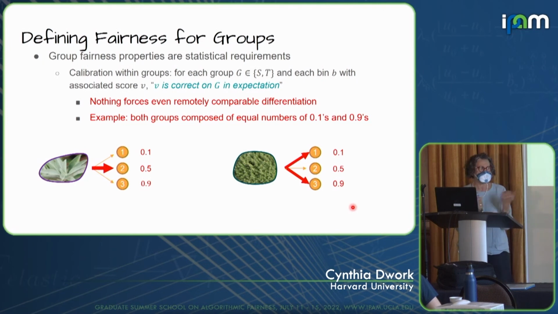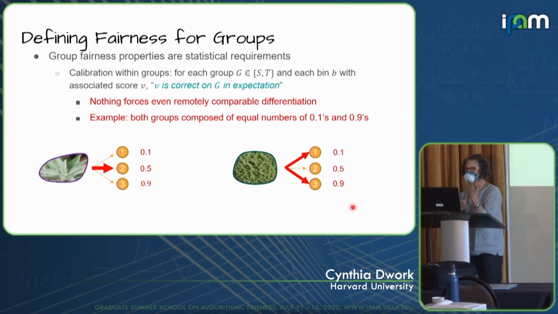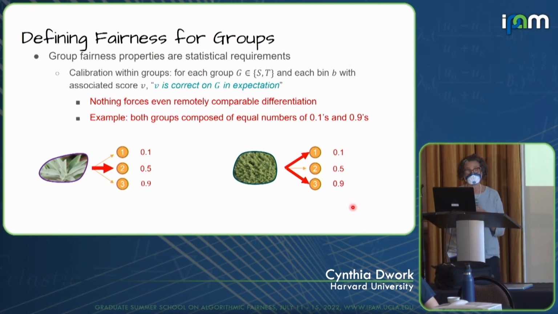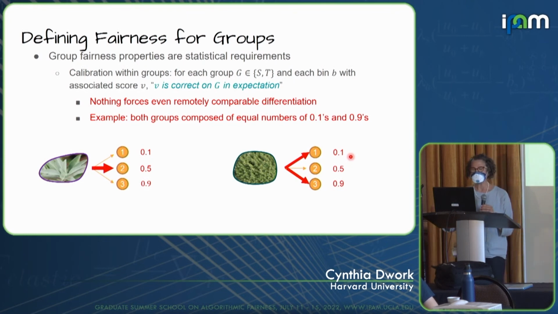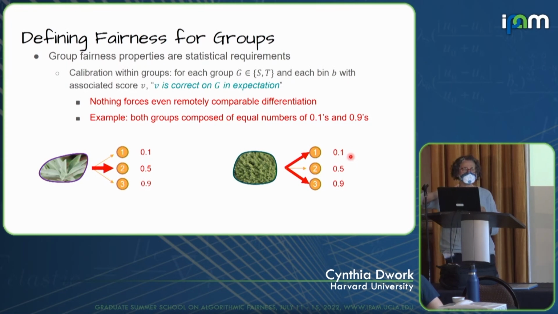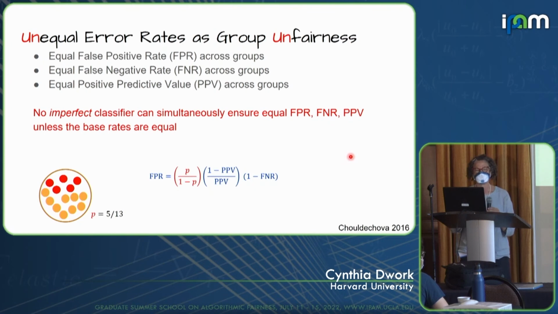Suppose you combine this with some sort of a threshold: I'm going to give you a loan if your score is above 0.8. Then nobody here gets a loan, and half the people over here will get a loan. So nothing forces remotely comparable differentiation by the scoring function on your set. Okay. Now, that was for scoring functions.